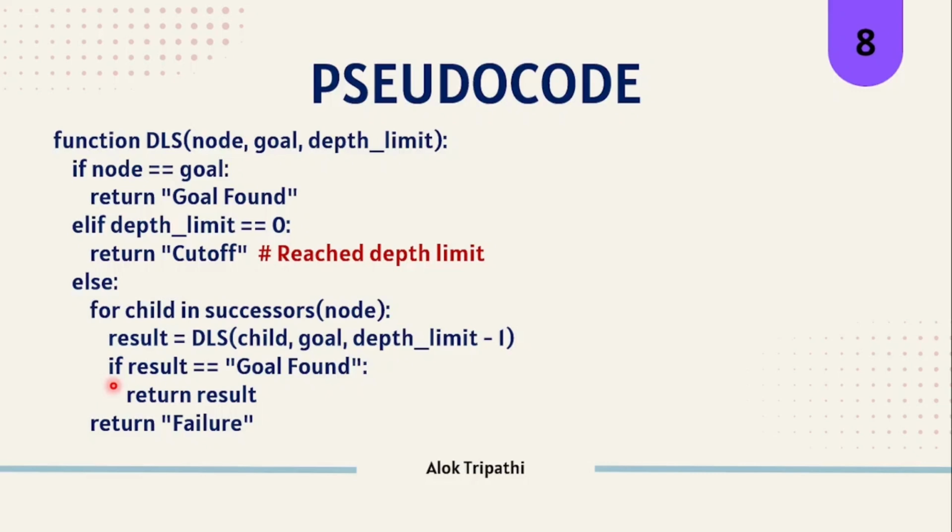And suppose at any point this result variable gets assigned with this goal found string, which would be assigned from here. If result equals goal found, then return result and the execution of this entire function stops. And if in case after exploring this entire search tree within the depth limit we never reach this result and this loop terminates, what would happen? The function would return failure, meaning the goal node couldn't be found within the defined search limit.